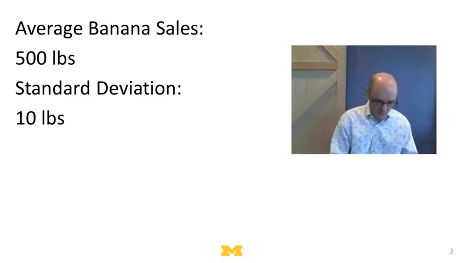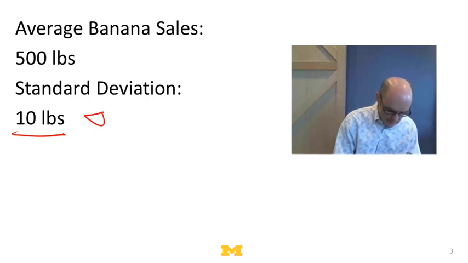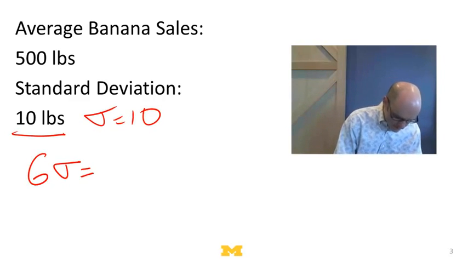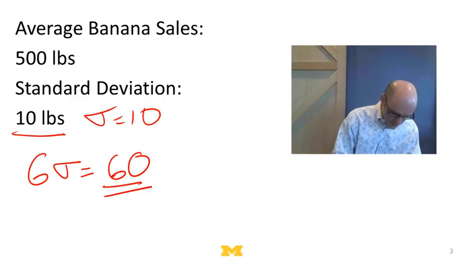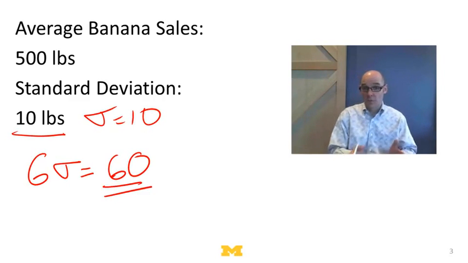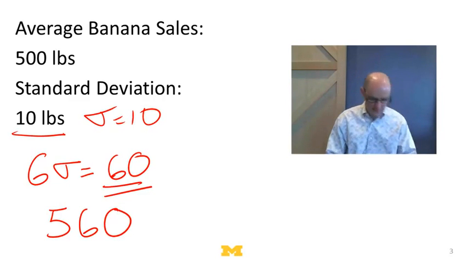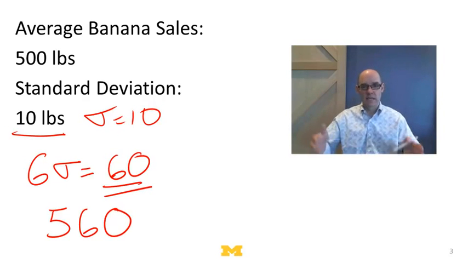Well, this is easy to solve for, because sigma is just equal to 10. That means Six Sigma is going to be 60. So if I want to be okay for any event within Six Sigma, all I need to do is have 560 bananas on hand, and then even if I get a 4 sigma event, a 5 sigma event, a 5.8 sigma event, I'm going to be fine. I'm not going to run out of bananas. That's the idea: you want it to be that even if you get a 6 sigma event, things are going to be okay.